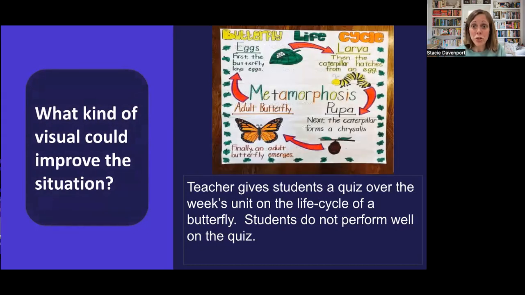I think an anchor chart of the life cycle of a butterfly. And if you had that anchor chart and they saw it and you used that anchor chart through that entire unit of the life cycle of a butterfly, then when they get to the quiz, they're going to know what those words mean. If you used your chart successfully, then if you take it down, they're even going to look in that direction when they're taking their quiz. And then you know that they really understood.